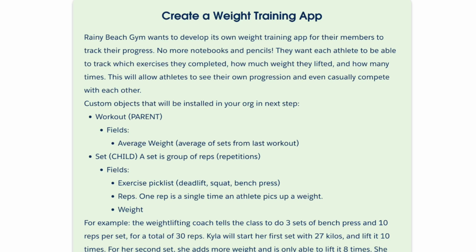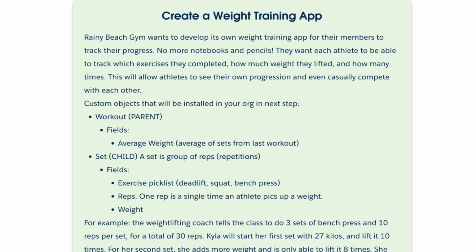There are 2 custom objects that will be installed in your org in the next step. The workout is the parent object with the field average weight. This is the average of sets from the last workout. The set object is a child. A set is a group of reps or repetitions. The fields on the set are exercise, which is a pick list with options of deadlift, squat, and bench press. Reps. 1 rep is a single time an athlete picks up a weight.